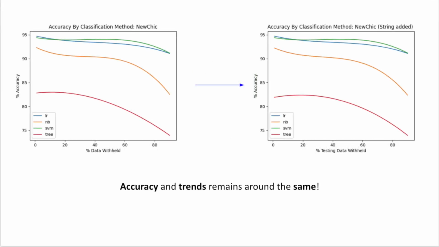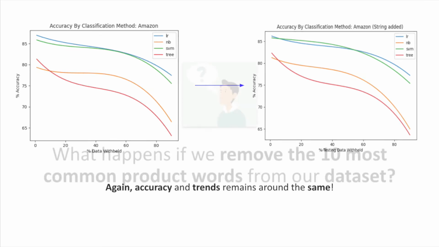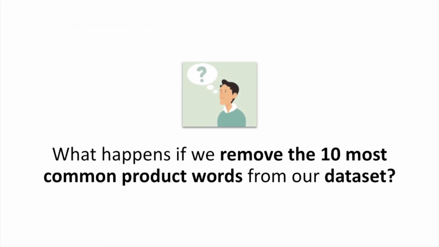For analytical purposes, we only focused on the New Chic and Amazon datasets. The graph on the left depicts a New Chic original dataset with no alterations, and the graph on the right shows the changes after a string was added in the beginning of each product name. As you may notice, the accuracy and trends remain around the same. There aren't many differences. The results for the Amazon dataset are quite similar for each method, though the naive Bayes and tree classifier methods appear to experience a slight increase in accuracy. Let's test the robustness in a different way.